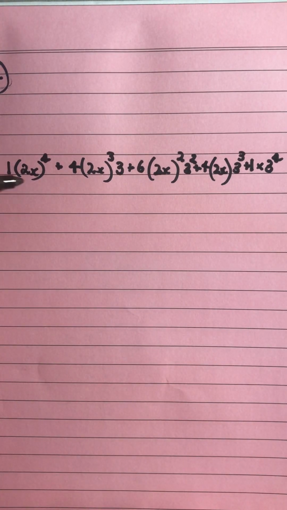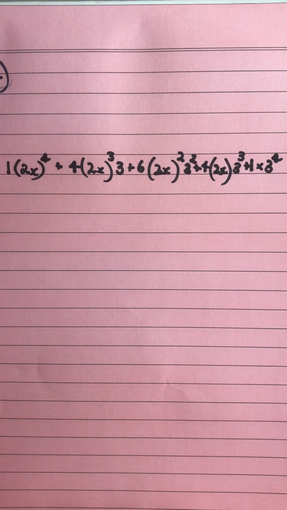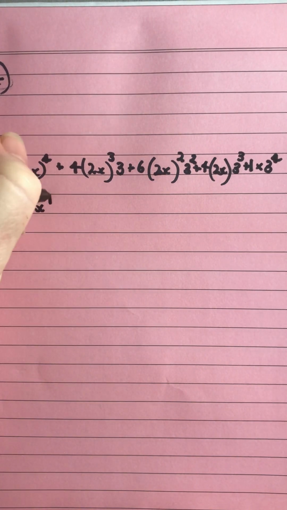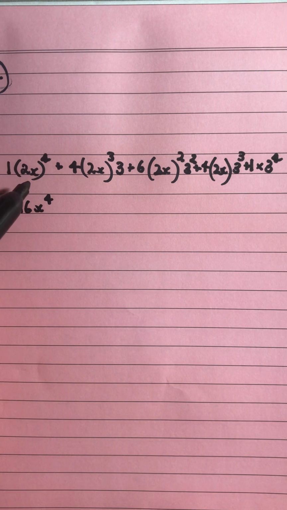And that's why I wanted to use this one that had the 2 here, because that's where often students will forget to do that 2 to the power of 4. So when we do the 2 to the power of 4, we're going to get 16x to the 4, because when you've got that brackets there, it applies to both of them. So you just have to be really careful not to forget that.